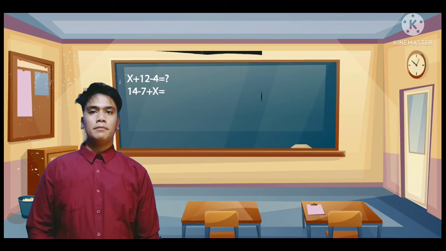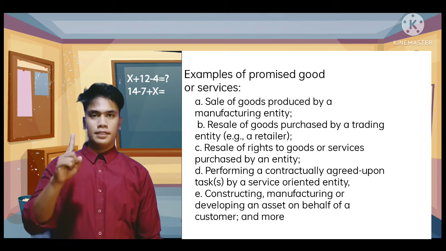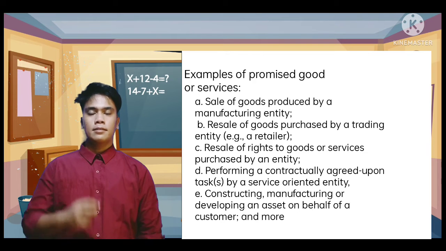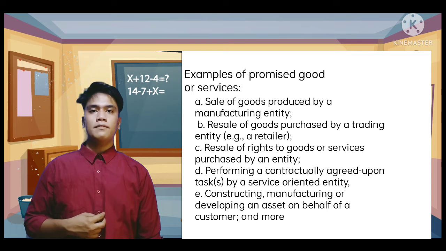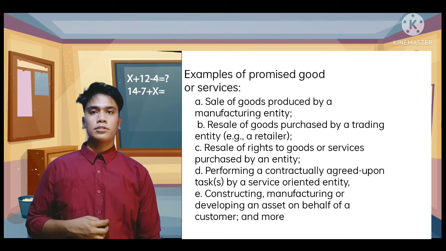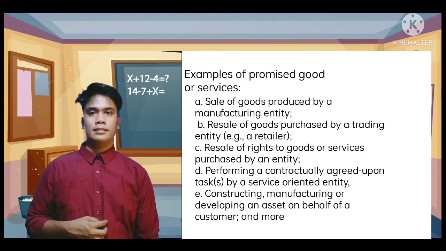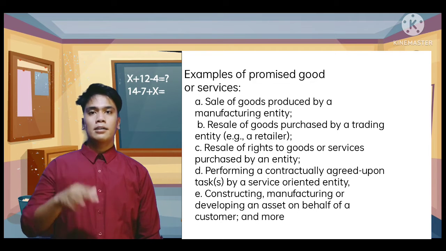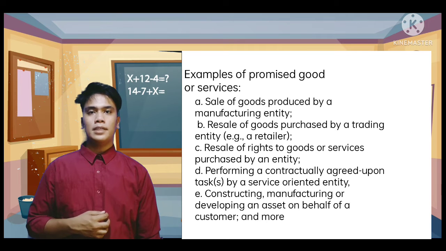Some examples of promised good or service. First, sale of goods produced by a manufacturing entity. Second, resale of goods purchased by a trading entity, example, a retailer. Pangatlo, resale of rights to goods or service purchased by an entity. Pang-apat, performing a contractually agreed upon task by a service-oriented entity. Panglima, constructing, manufacturing, or developing an asset on behalf of a customer and more.